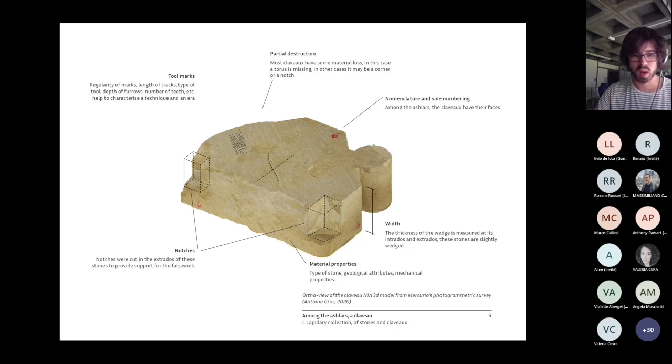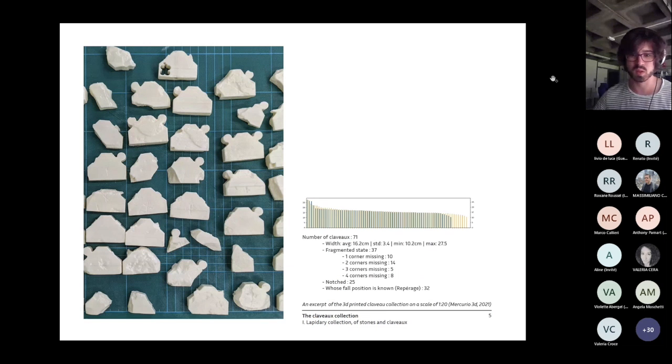We can do some analysis right on the block. We can see if there is some destruction. Here we have a torus, a molding that disappeared on the top left. We can see tool marks. We can see nomenclature, if numbering has been done by previous scientists or practitioners. We can do metrological analysis like the width or the length, or maybe the weight of the claveau. Okay, so that's a bit of info we have just by looking at this item. Can we do more? The answer is yes.